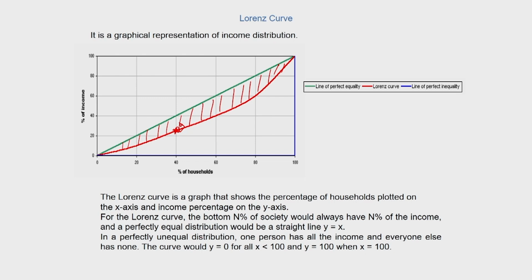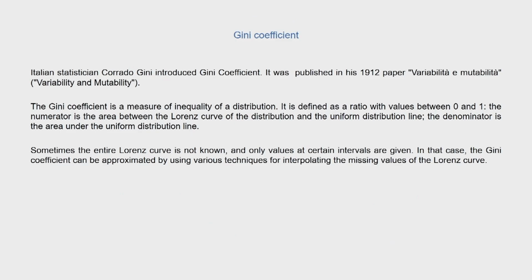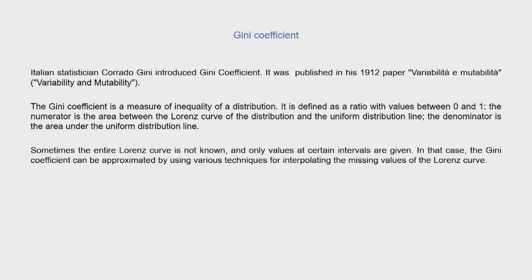So for the Lorenz curve, the bottom n% of society would always have n% of the income under perfect equality, and a perfectly equal distribution would be a straight line where y is equal to x. Now the Gini coefficient is drawn from the Lorenz curve. It was introduced by an Italian statistician named Corrado Gini, and it was published in his 1912 paper, Variability and Mutability.